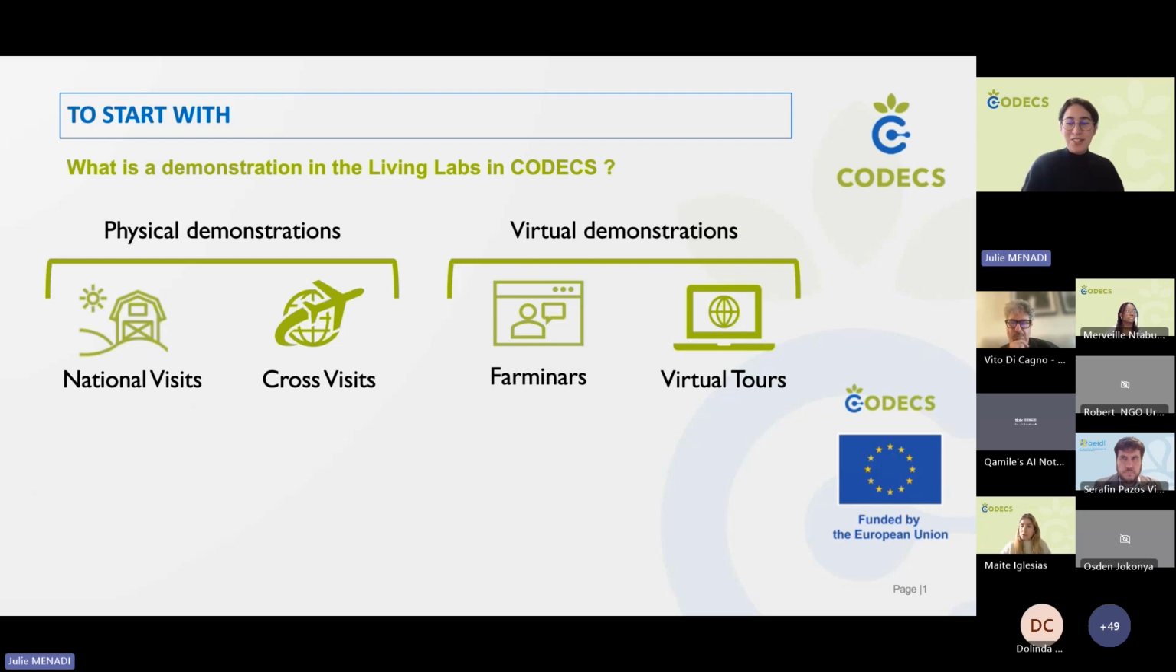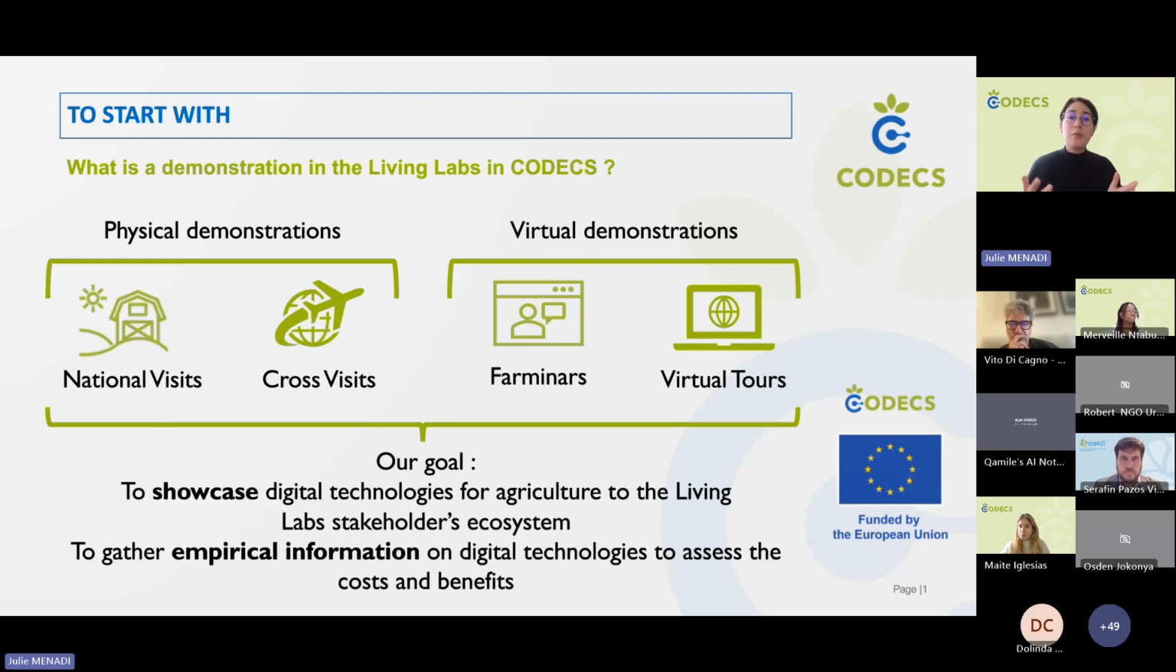Why do we do demonstrations in Codex? We have two main goals in Codex when it comes to demonstration. The first one is to showcase the digital technologies for agriculture to the Living Lab stakeholders ecosystem. All our Living Labs have different new technologies they want to showcase, and they all have their own stakeholders. The goal is to have these activities in each Living Lab. By doing so, we want to gather empirical information on the digital technologies because the goal for us is then to be able to assess the costs and benefits of such technologies. So we are going to have these discussions with the participants on how they see the costs and benefits, and then later on in the project, we are going to analyze all those results to have a project level type of results.